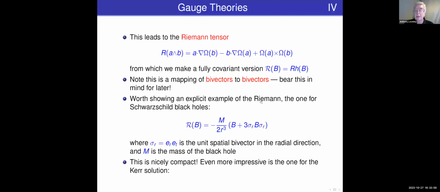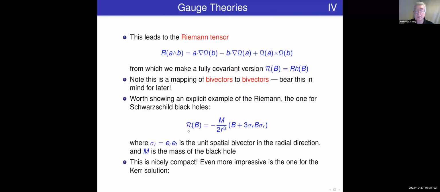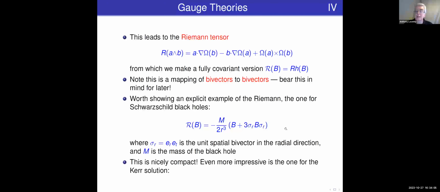And it's worth showing an explicit example of the Riemann, the one for Schwarzschild black holes, just to show the incredible compactness of the formulae you get from this approach. So this is a Schwarzschild black hole, and this function of a bivector is this bivector here that comes out, m is the mass, r the distance, and sigma r is a unit spatial bivector in the radial direction. M is the mass of the black hole. So this is very compact, right? All we do is return B, this is the working bit, plus 3 sigma r B sigma r. This sandwiching always preserves the grade of what you put in, which is why you get another bivector out.